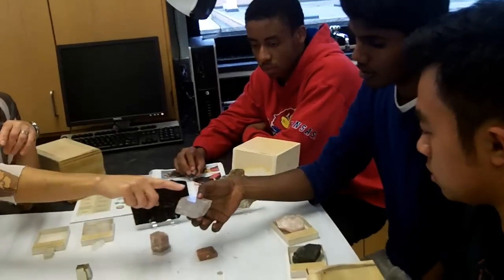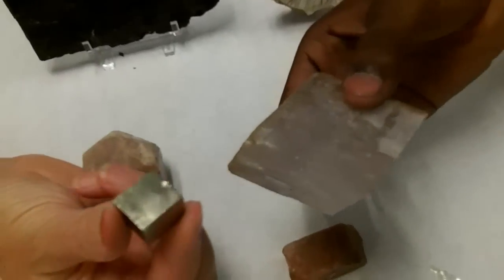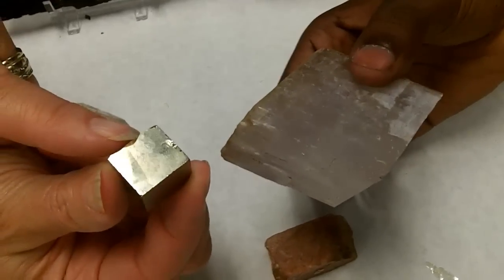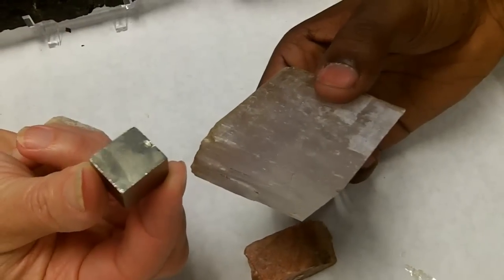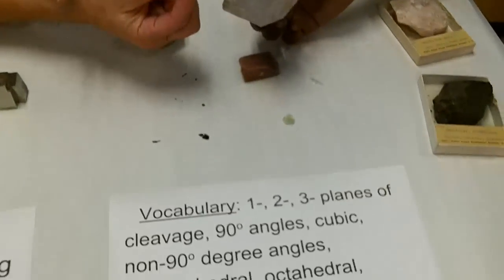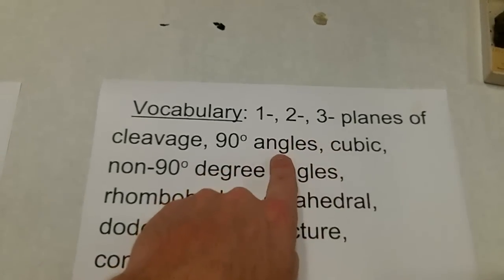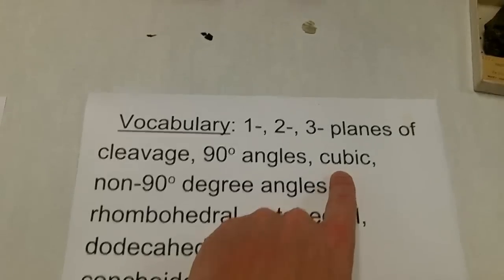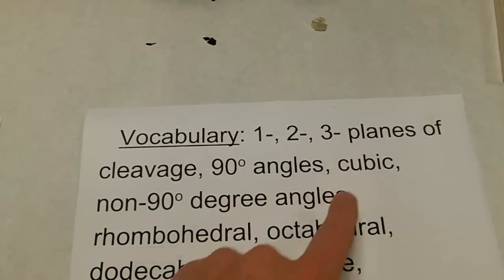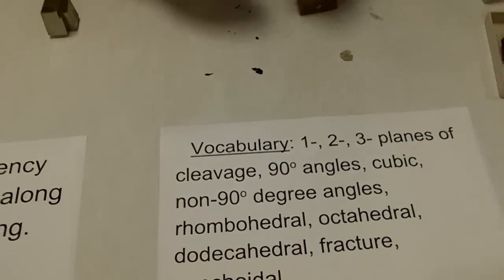But how is this specimen different from these? The shape is kind of different. Angles? Yeah. So the angle on this one is right angles? No. No. But does it still have three directions of cleavage? Yeah. Okay, so we have three directions of cleavage in cubic, or three directions of cleavage at right angles, or at 90 degrees. And on this one, we have three directions of cleavage not at 90 degrees. And this is actually called rhombohedral. Okay? But still three directions of cleavage.